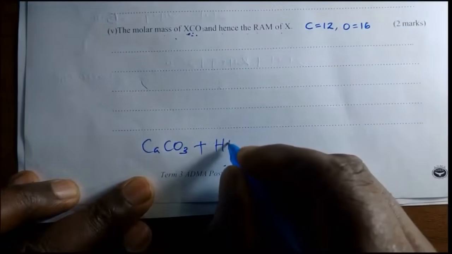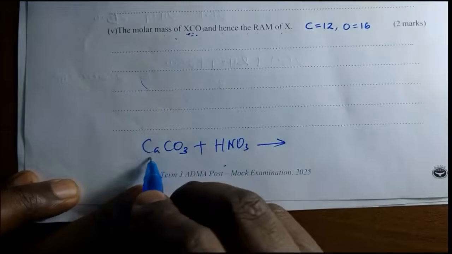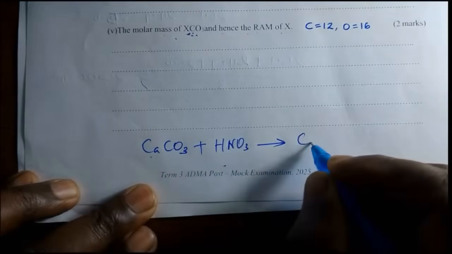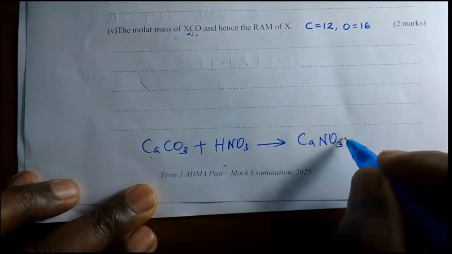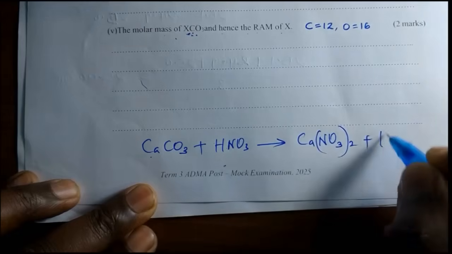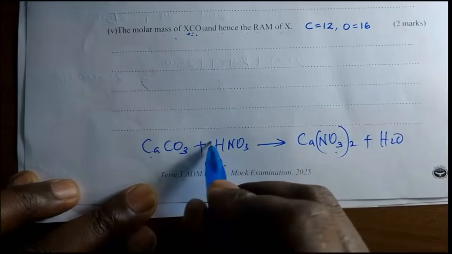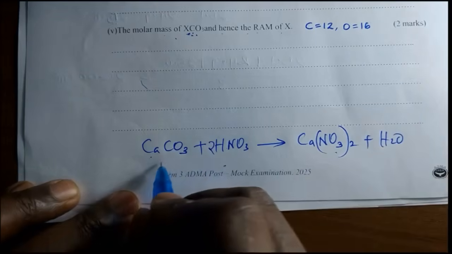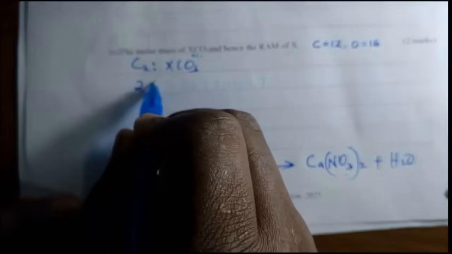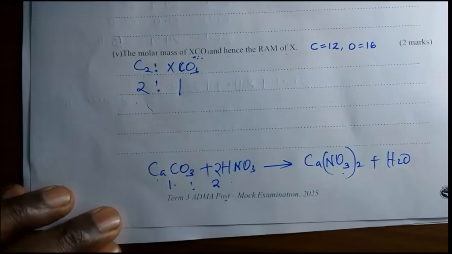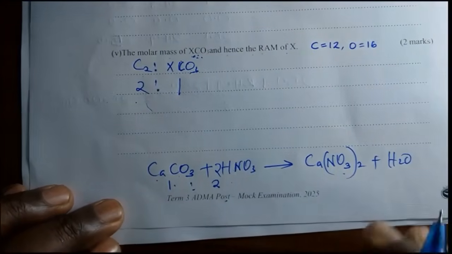You realize when you write this one, the reaction is going to be calcium nitrate plus water. The nitrate is 2, so it means that the mole ratio is 1 to 2. So the mole ratio for the C2, which is the acid, and the X carbonate is that the acid is 2 and the carbonate is 1. That is the most important thing you need to know, right?